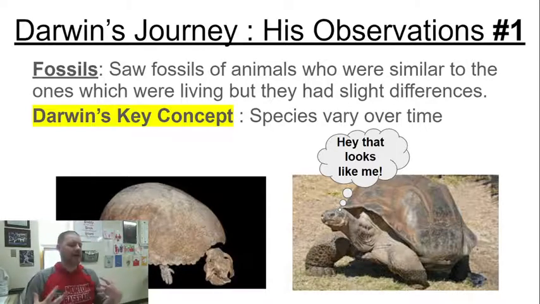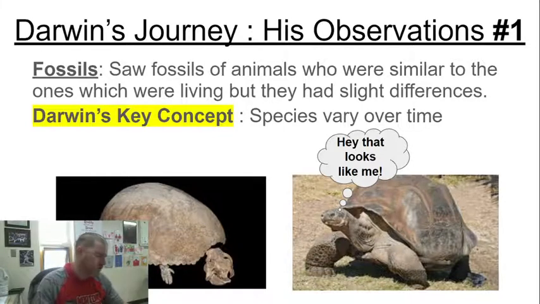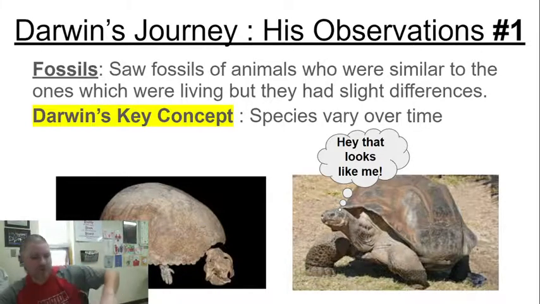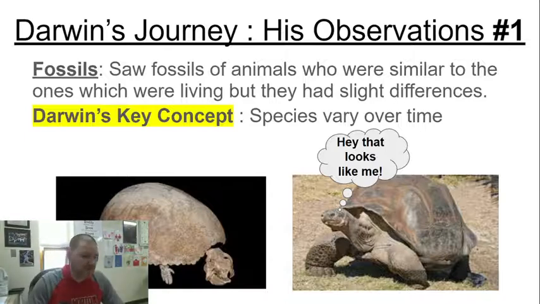His key concept was that species vary over time and that they do change over the course of history, compared to when they were fossils to now. The species themselves change. The animals themselves can change, usually for the better, because the worse-off ones are going to be the ones that die off.